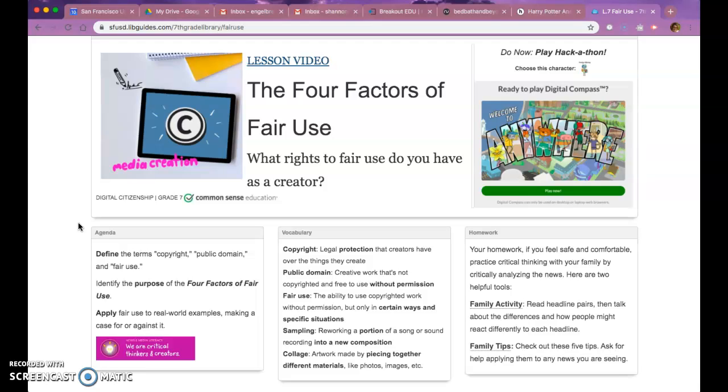Your homework, as ever, if you feel safe and comfortable, is to talk to your family. This time, practice critical thinking skills by looking at the news. Here are a couple of tools to help out with that.